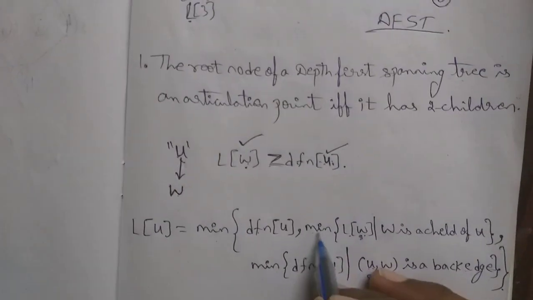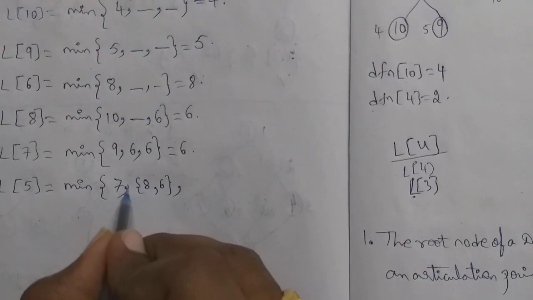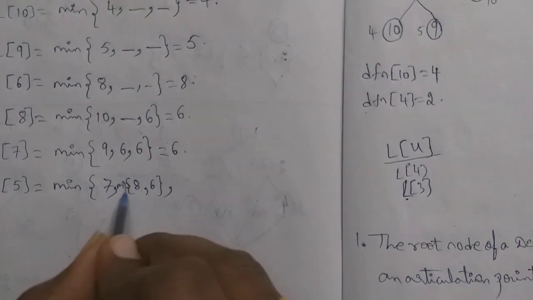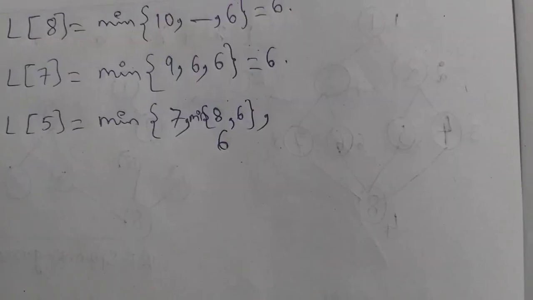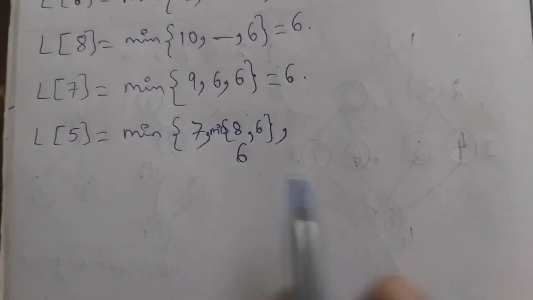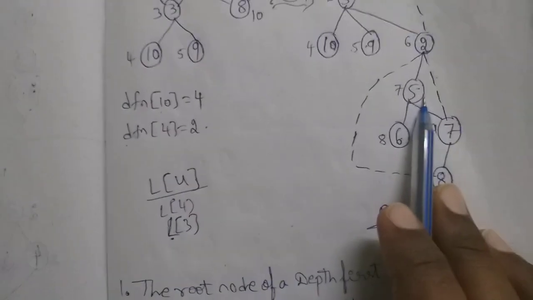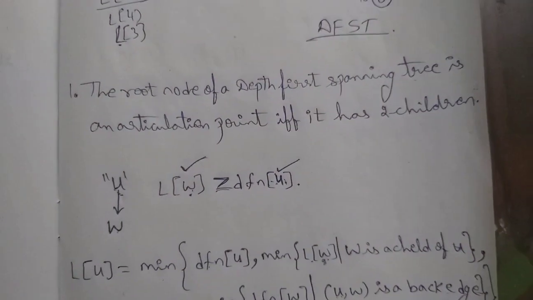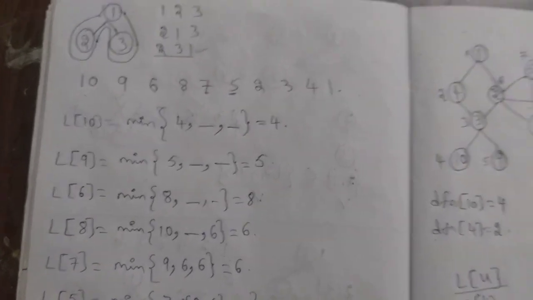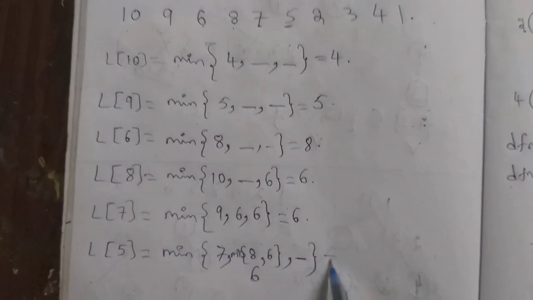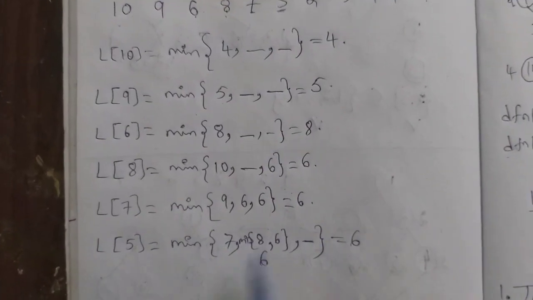Here itself it is taking the minimum. Here also it is taking the minimum. Minimum of 8 comma 6 means 6 here, comma. Does node 5 have any back edges? No. Therefore, this part of the formula is empty. No back edges for the node 5. Therefore, the minimum of 7 comma 6 is 6. Therefore, L of 5 is equal to 6.